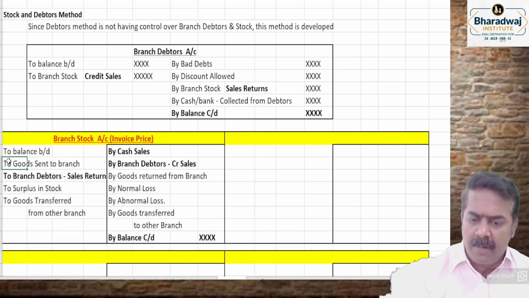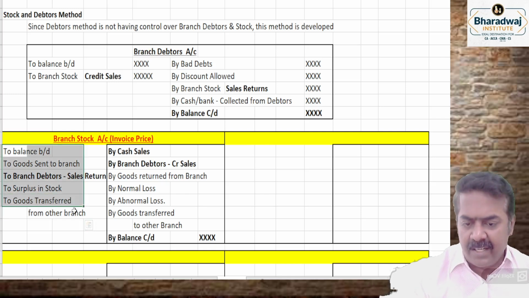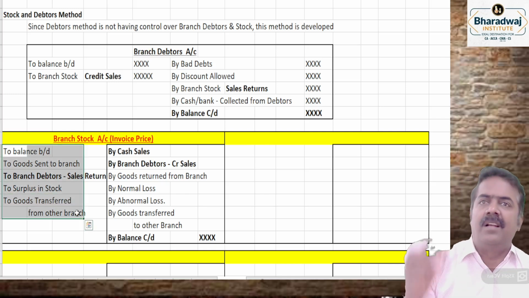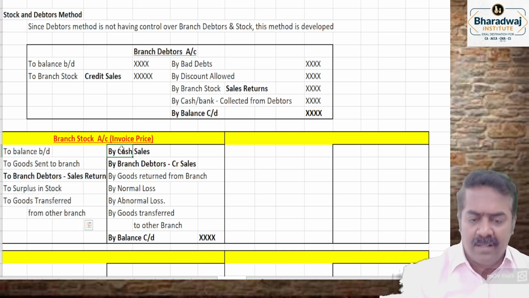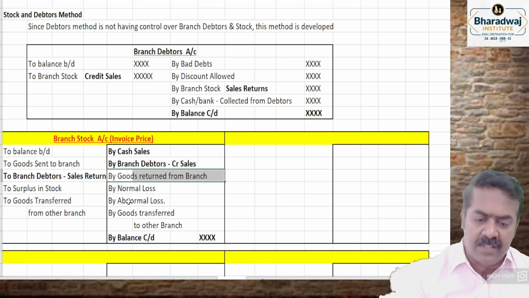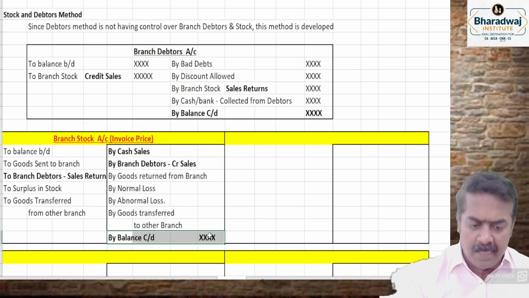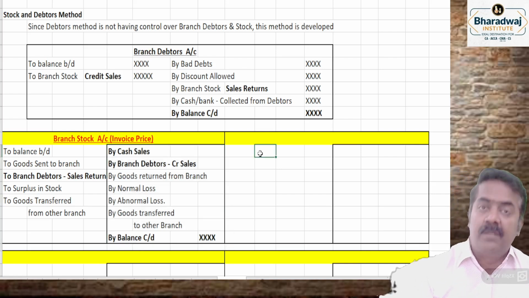Then we prepare a separate stock account. Opening balance, goods sent to branch, any customer returns, then surplus in stock, goods transferred from other branches. Debit side items. What is the logic? All inflow to the branch will increase the stock. Cash sales, credit sales, goods returned from branch to head office, normal loss or abnormal loss, any goods transferred to the other branch, all these are like outflow from the branch. Then you will get which balance? Closing balance.